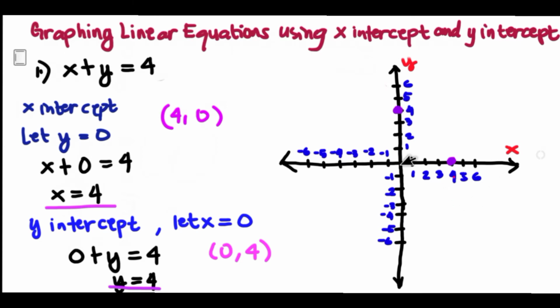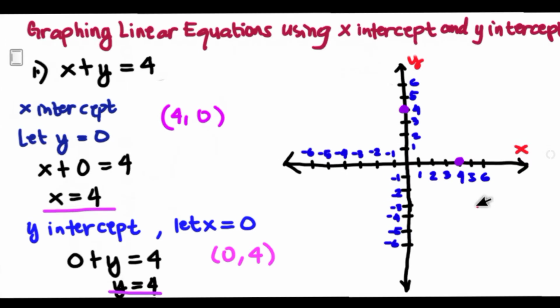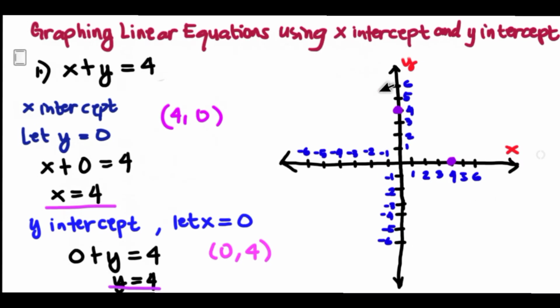So, after natin makuha yung dalawang points, pwede na po natin silang pagsabahin into one line. So, ito po yung graph ng x plus y is equal to 4. It falls from left to right.